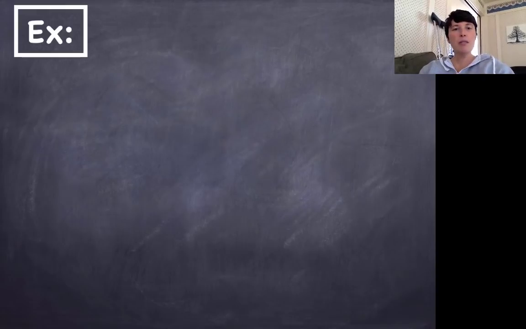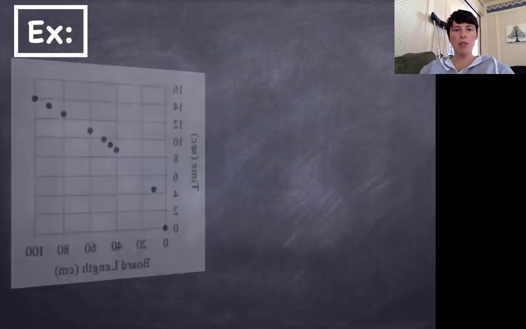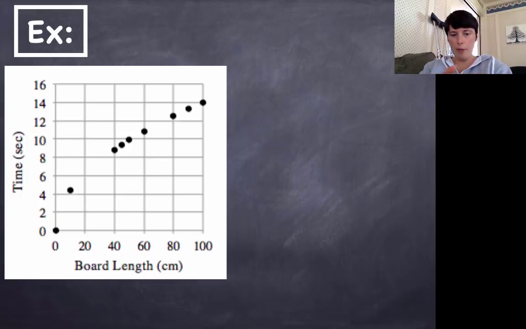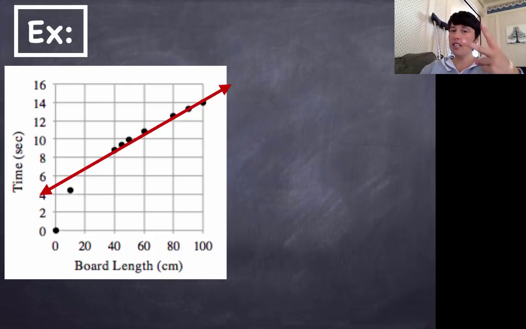So now let's look at some sort of example. Let's pull out some data. So here is the graph we're going to do for this example. In this graph, we're measuring two different things. On the x-axis, we have board length, and on the y-axis, we have time in seconds. And if I was to draw a line on this graph and try to describe the correlation, I would say it looks pretty dang strong. Look how close those points are to that line I drew. So it looks very strong, it looks linear, and it's going upwards in a positive direction.